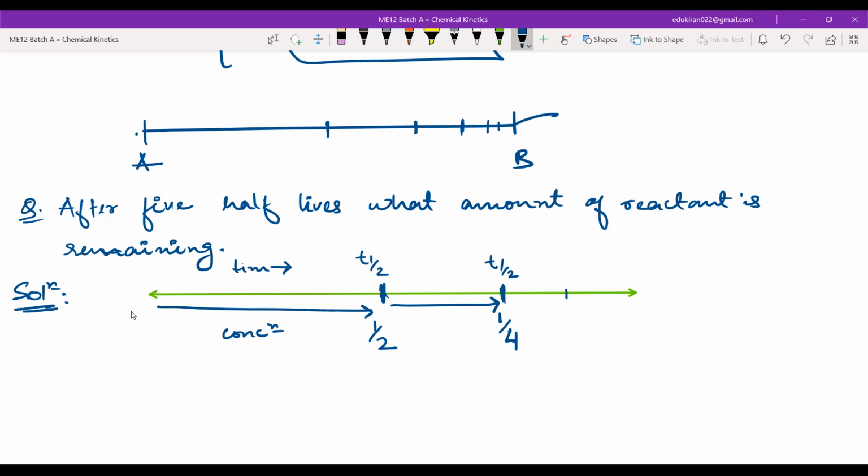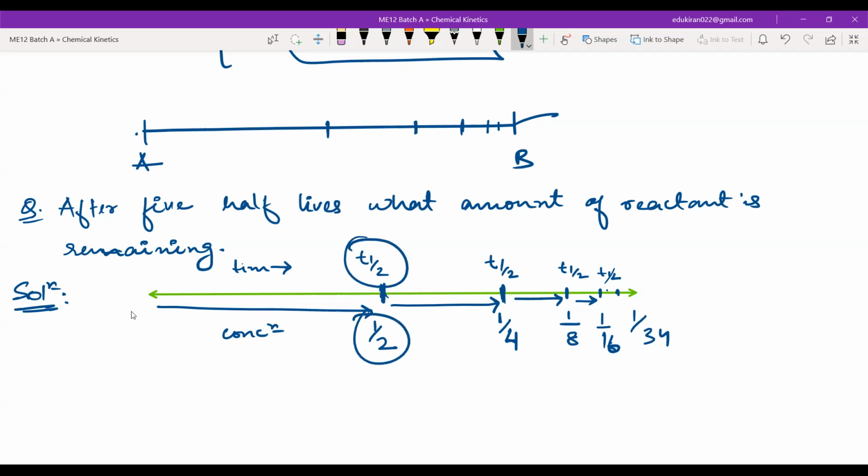Now once again, if I go half, this will also take T half. That means I will be remaining with half of 1/4, which is 1/8. If I go further, 1/16. I have to go one more, 1/32. So this is the first half-life.